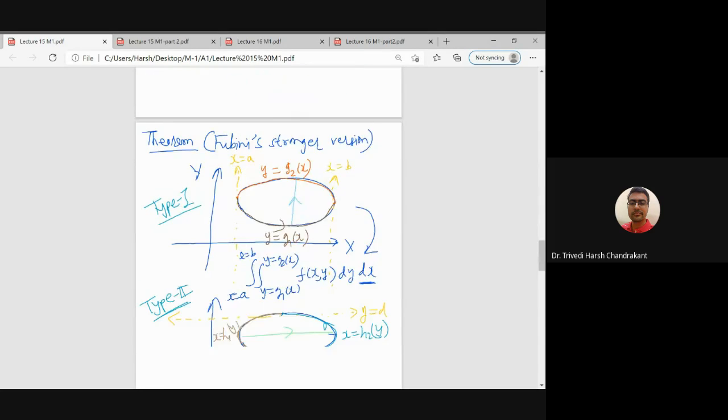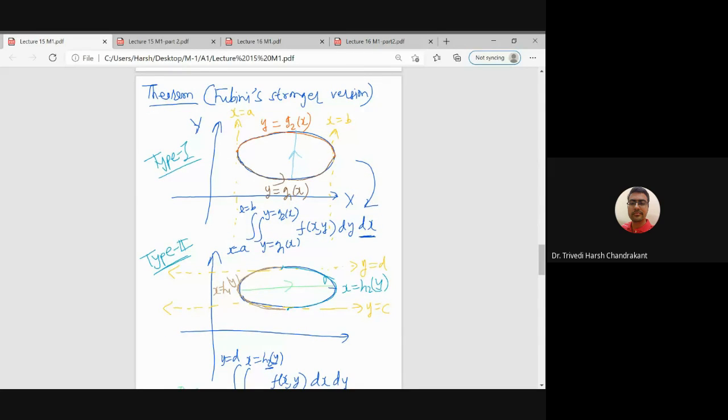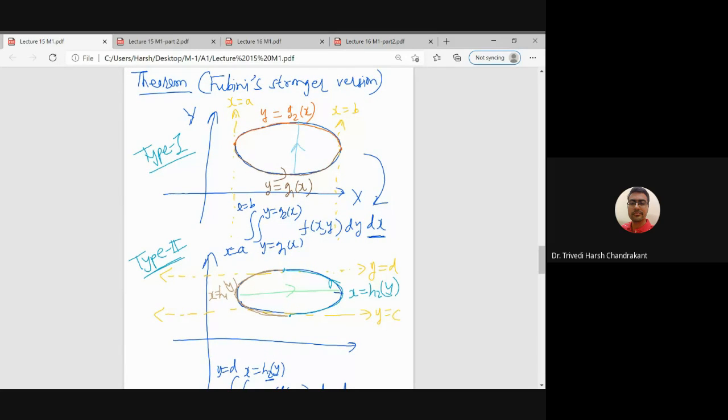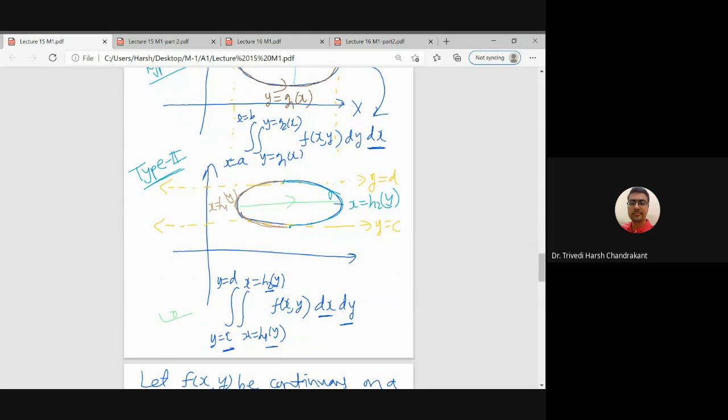was the stronger version. And the stronger version says that if we have two types of region, the first region is when we have the region bounded between two constant values of x and two curves y equals g1 to y equals g2, then the first formula we will apply. And whenever we can bound the region between two functions of y and constant values of y, we will apply the second formula.